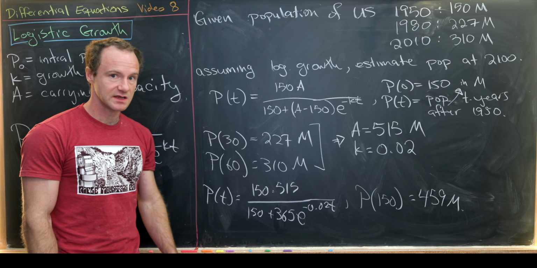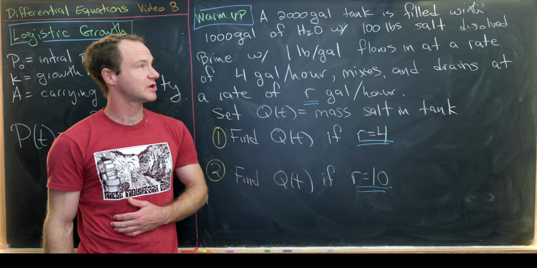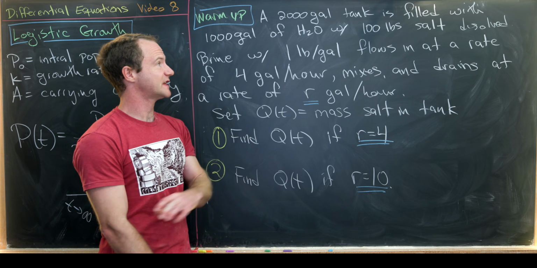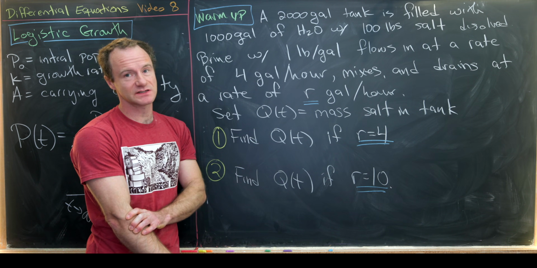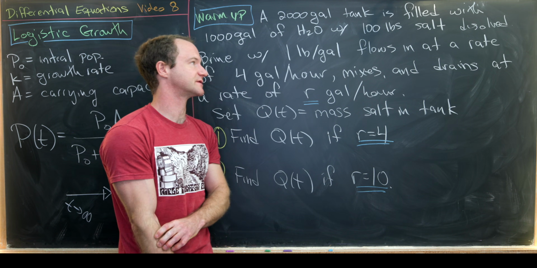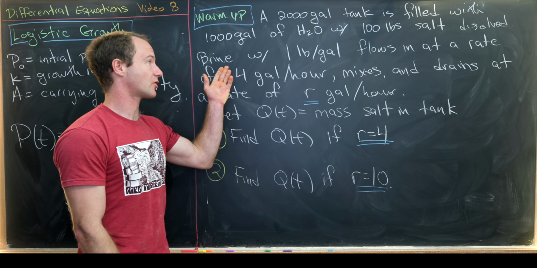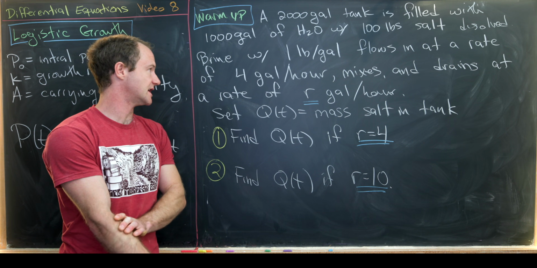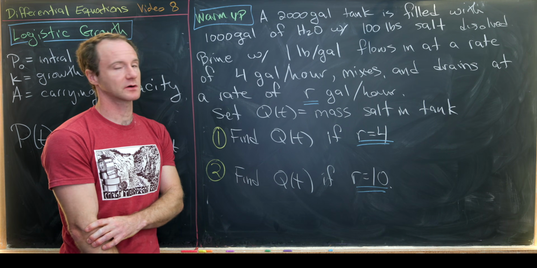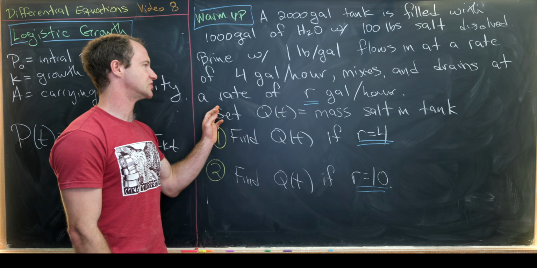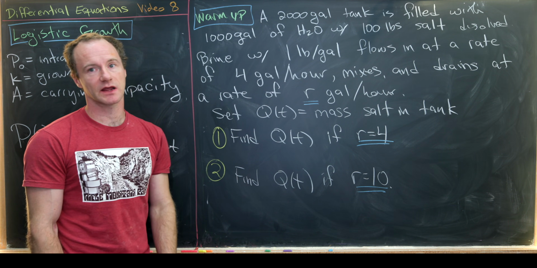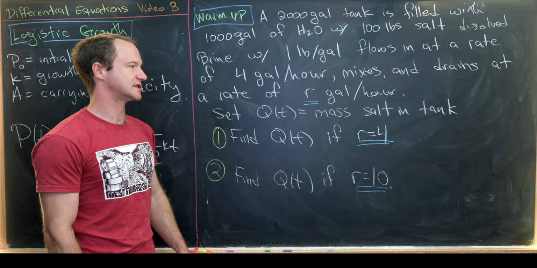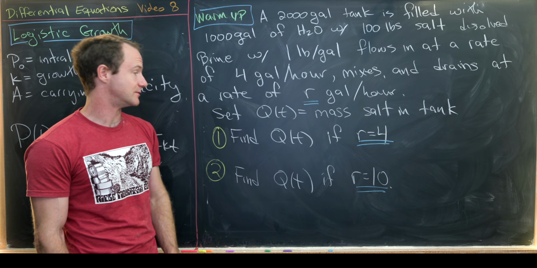Okay, so let's end this with some warm-up problems. So I'll leave you guys with one warm-up problem, and it's a mixing problem. A 2,000 gallon tank is filled with 1,000 gallons of water and 100 pounds of salt. Then brine that has 1 pound per gallon of salt flows in at a rate of 4 gallons per hour. It mixes thoroughly and then drains at a rate of R gallons per hour. Then let's set Q of t equal to the mass of the salt in the tank at time t.